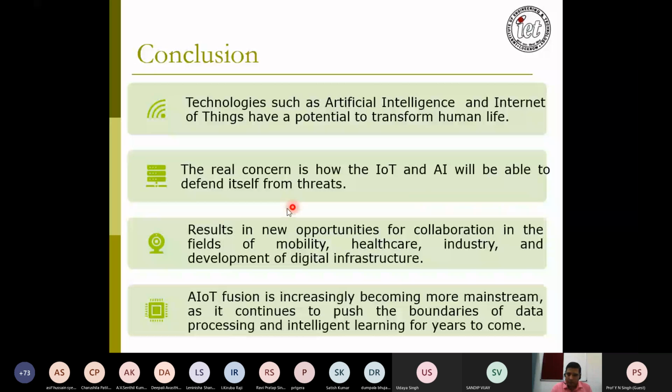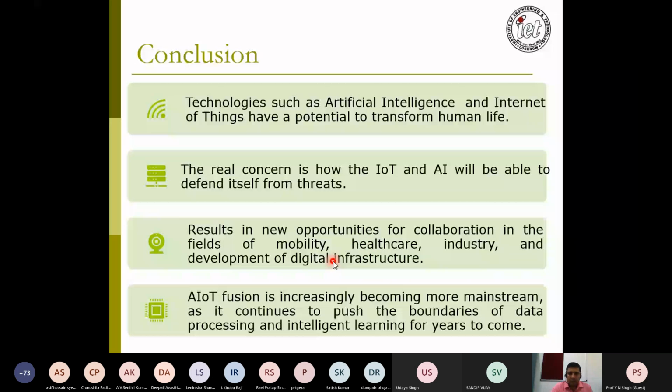Of course, these are cyber security threats, meaning to secure your devices, your data, yourself, your personal information, and all types of information from threats. That is a greater challenge that we have, that actually decides the success of IoT and AI. So the result is now opportunities for collaboration in the field of mobility, healthcare, industry, and development of digital infrastructure.